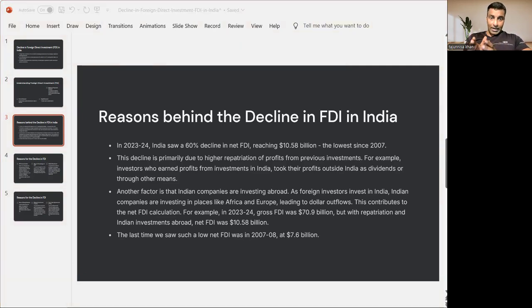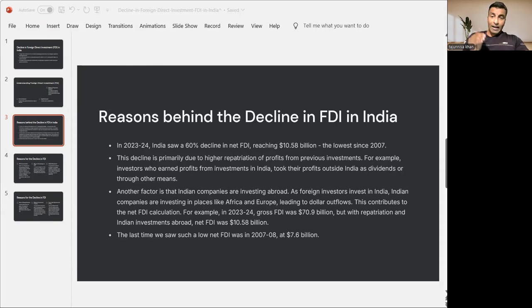In the 2023-24 financial year, that's the last year, India saw a 60% decline in net FDI, to around $10.5 billion. That's the lowest since 2007, the last 16 years. Last year, net FDI was around 28 billion. The primary reason behind this decline is higher repatriation, which means that the profits generated from the previous FDIs were taken out of India and not reinvested. For example, if someone invested 1 lakh crore in India and earned profit, they took their profit outside India as dividends or through other means.